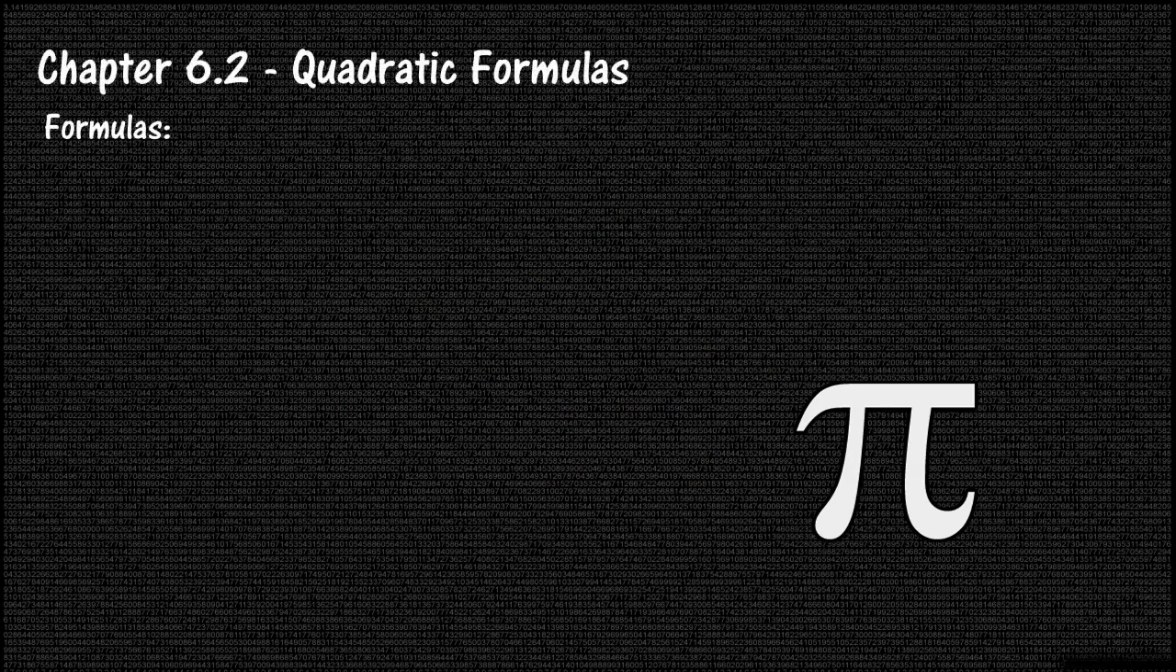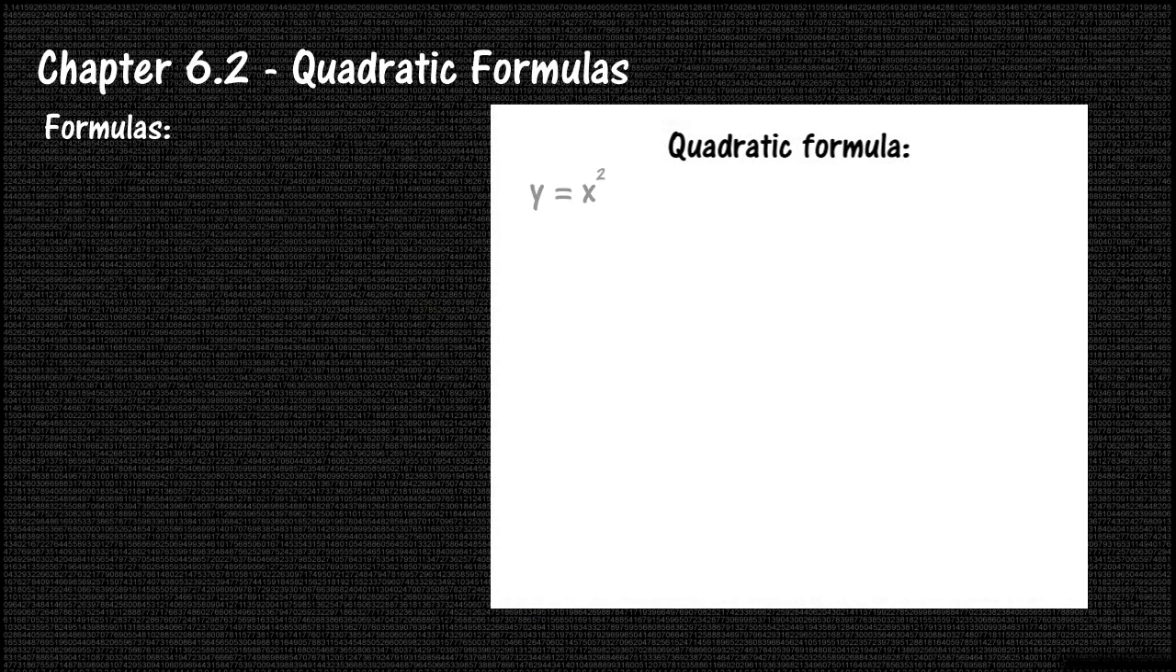A quadratic formula is a formula that contains a square. So y is x squared is the most basic formula I can think of. If I want to evaluate this formula for x is 4, I get y is equal to 4 squared. This gives me 16 as our answer. And if I evaluate this formula for x is 7, I receive 49.